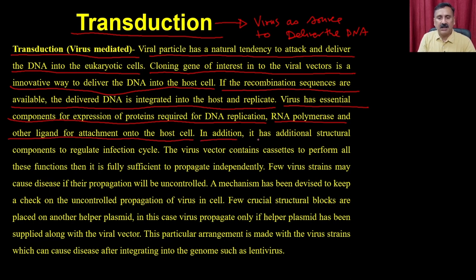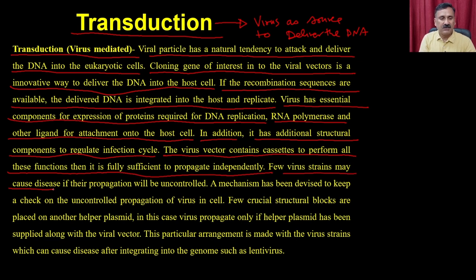In addition, it has an additional structural component to regulate the infection cycle. If the viral vector contains a cassette to perform all these functions, then it is fully sufficient to propagate independently. A few virus strains may cause disease if their propagation is uncontrolled. A mechanism has been devised to keep a check on the uncontrolled proliferation of the virus in a cell.